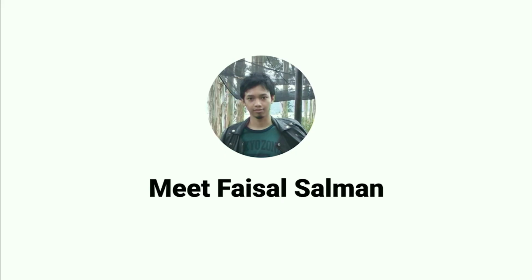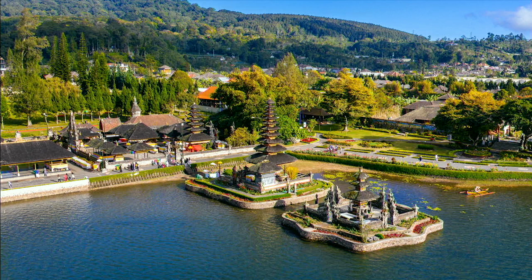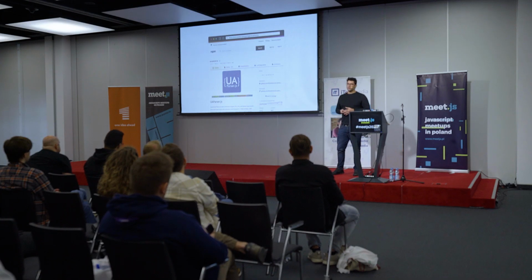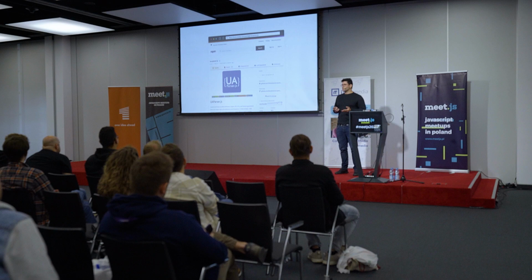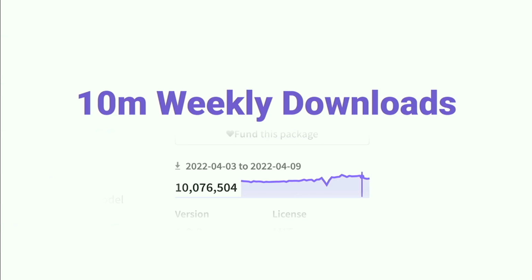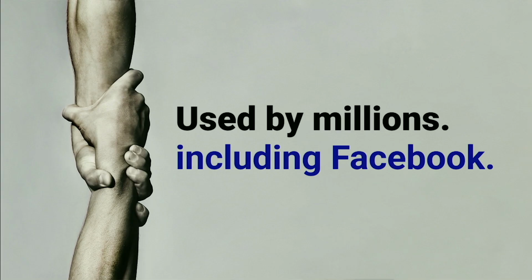Meet Faisal. He's an open source contributor. He's a cool guy. He lives in Indonesia. He's created a cool NPM package called UIParser.js. Basically, it's a compact package to parse user agent strings. He maintained this project for over 10 years. And this project is quite popular. It has over 10 million weekly downloads. It is used by giants, even Facebook.